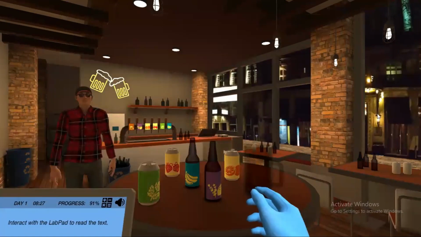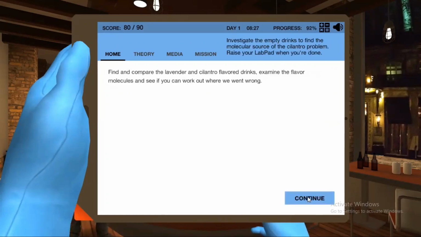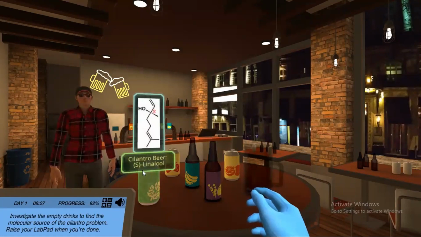Then I have one last challenge for you. Some folks said their lavender lemonade tasted like coriander. Can you investigate how this could have happened? Find and compare the lavender and cilantro flavored drinks. Examine the flavor molecules and see if you can work out where we went wrong. Investigate the empty drinks to find the molecular source of the cilantro problem. Raise your lab pad when you're done.